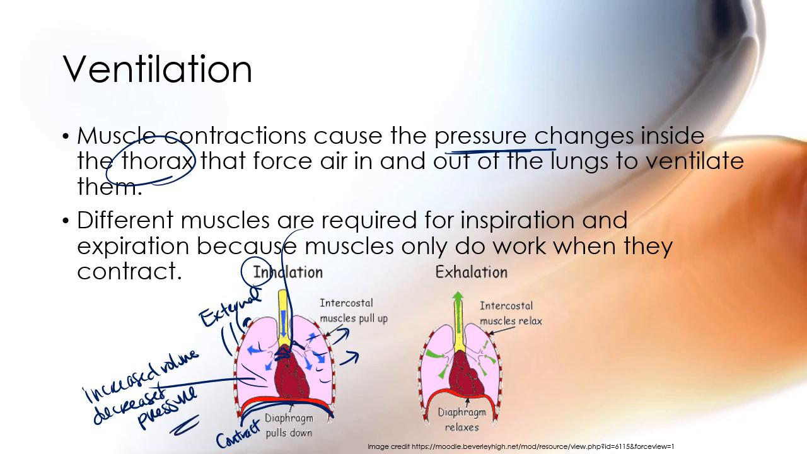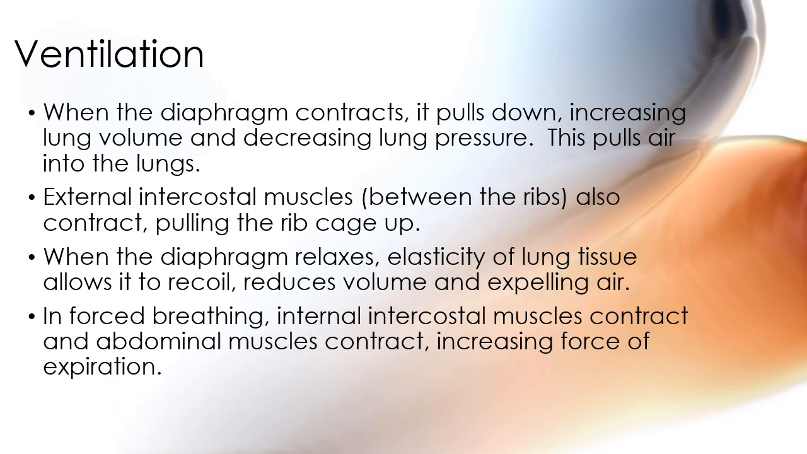When we exhale, these external intercostal muscles are going to relax, and instead the internal intercostal muscles are going to contract. That's going to pull these ribs in toward the lungs. The diaphragm that had contracted down is going to relax back up into this dome shape, and that's also going to push on the lungs. That's going to increase the pressure and decrease the volume. Decrease the volume, increase the pressure, and air is going to move out. Good.